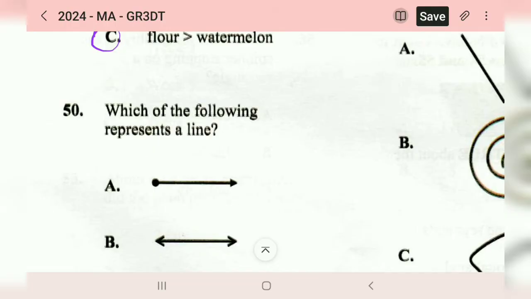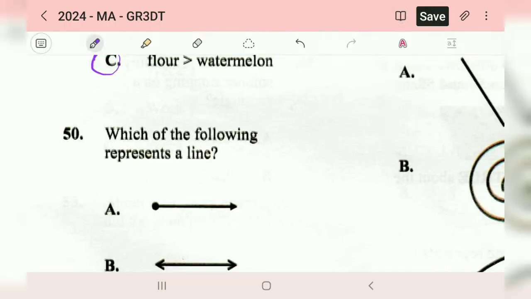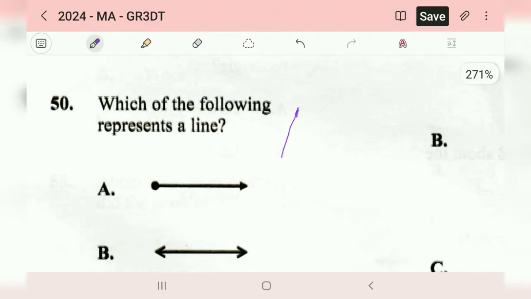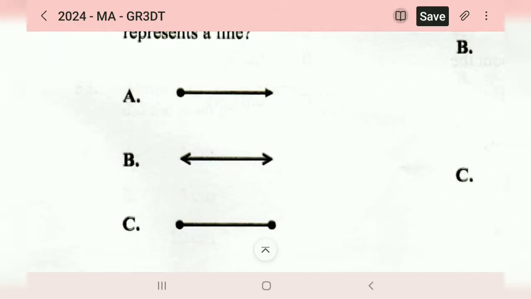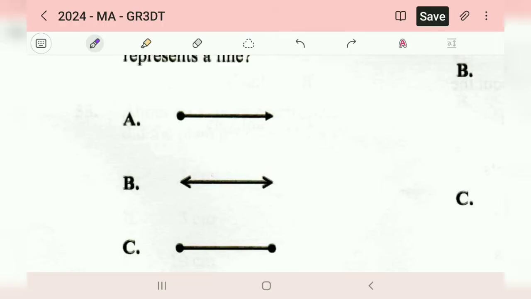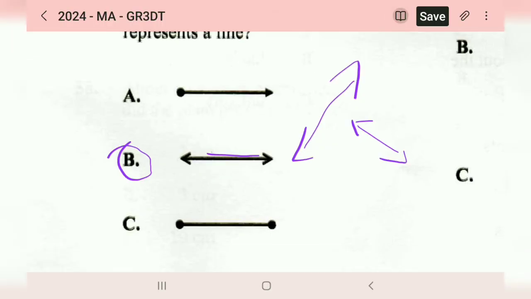Moving on to 50. Which of the following represents a line? All right, so this one comes over and over, but it's the first time I'm seeing them asking about a line. I've seen them asking about a ray several times, and I've seen them asking about a line segment once. I think it's on the 2022 paper. This one asks about a line. Remember, a line continues endlessly in both directions. It can be turned any way, but it continues in both directions. It's at B. A ray is at A, starts at a point, continues endlessly in one direction. Line segment is at C, it's just a piece of a line.